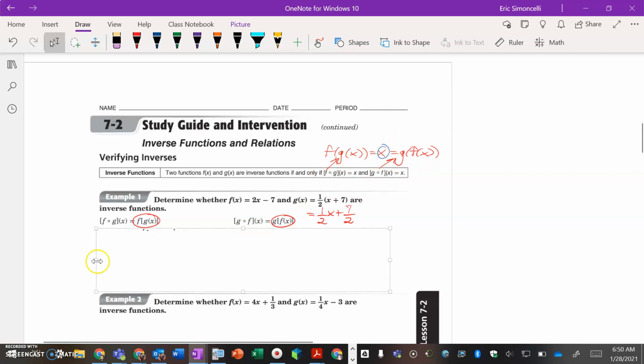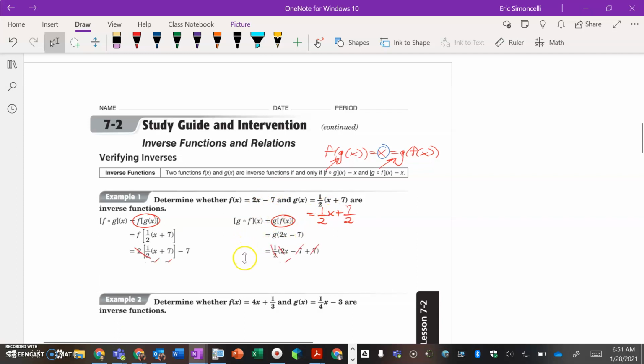Let's see. So for the first, if we compose, I can do it like this. I'll show both at the same time. F of, again, this quantity, we're substituting this in for x here. So f of 1/2 quantity x plus 7, which again looks like this simplified. And then similarly, g of f of x, we can plug in 2x minus 7 there for x. As you can see, I'm set up and ready to go.